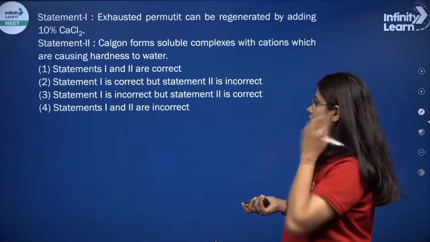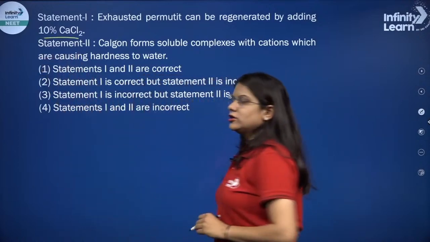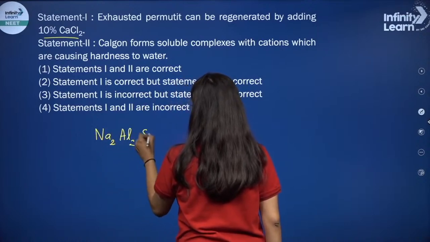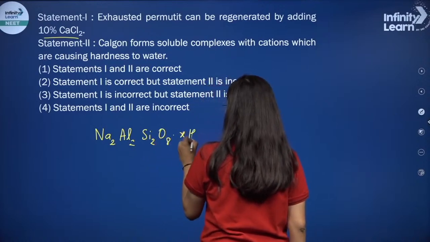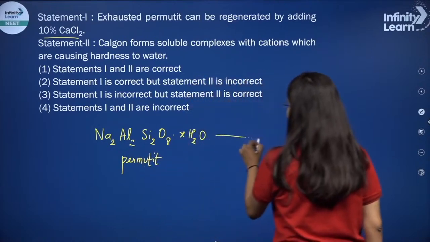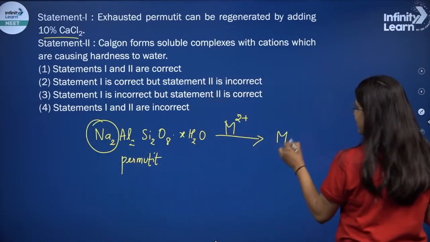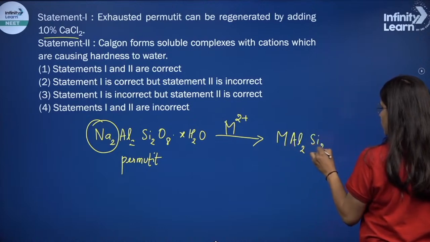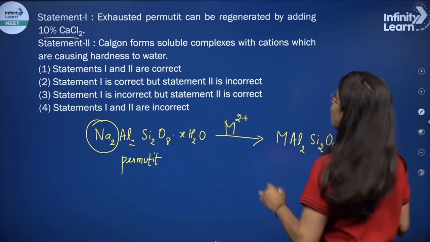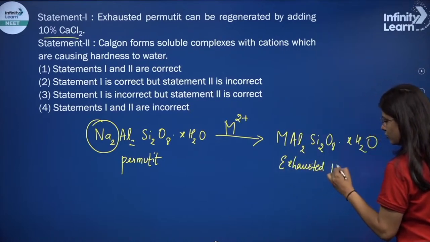Next question. Exhausted permutit can be regenerated by adding 10% CaCl2. So, what is the formula for permutit? It is Na2Al2Si2O8·xH2O. This is permutit. Now, this permutit will react with any cation M2+, and the sodium will be replaced. We will be getting MAl2Si2O8·xH2O. This is the exhausted permutit.